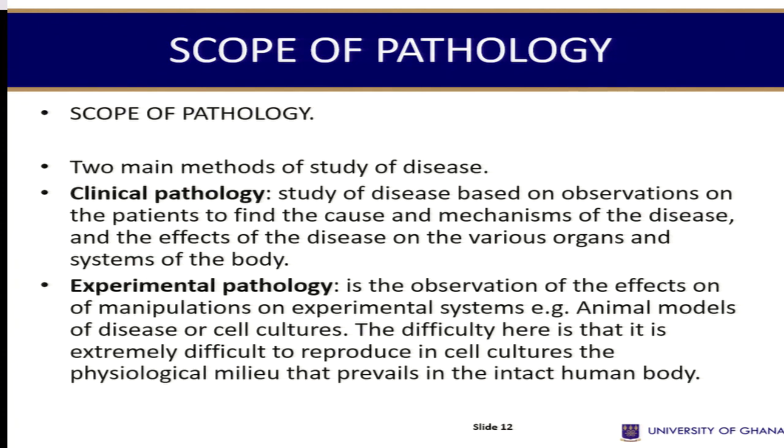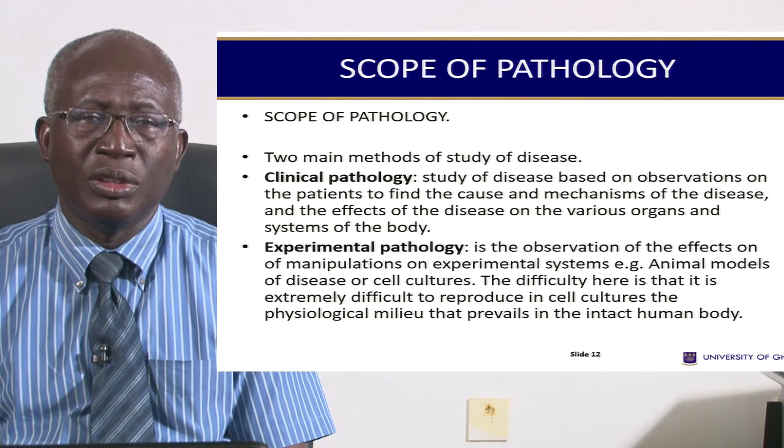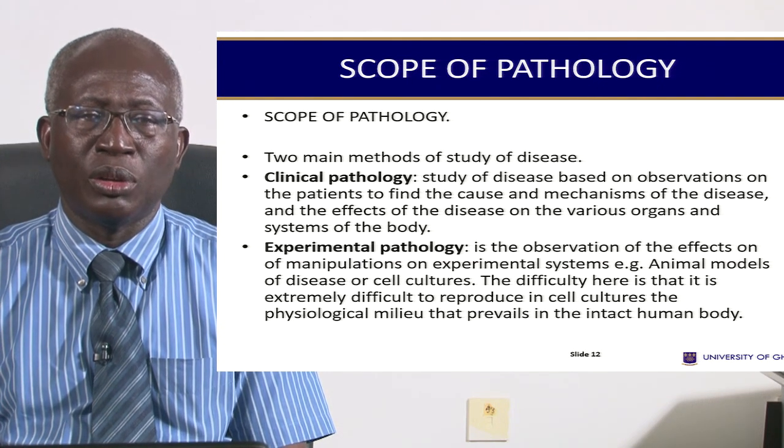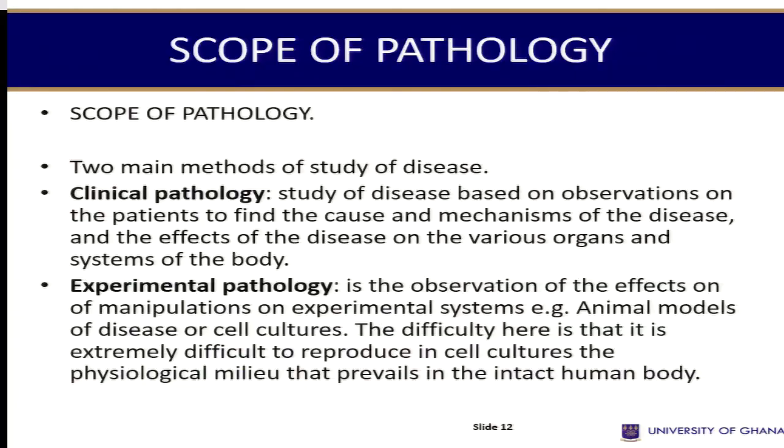Now let's move on to the scope of pathology. There are two main methods in the study of disease: clinical pathology and experimental pathology. Clinical pathology is a study of disease based on observation of the patients to find the cause and mechanisms of the disease and the effects of the disease on the various organs and systems of the body.